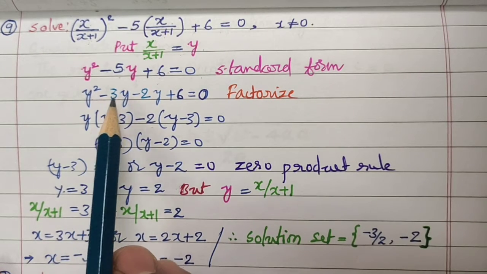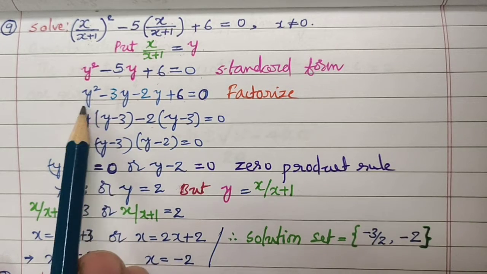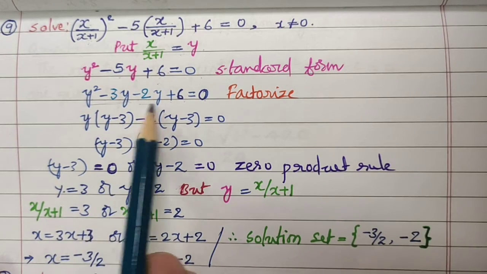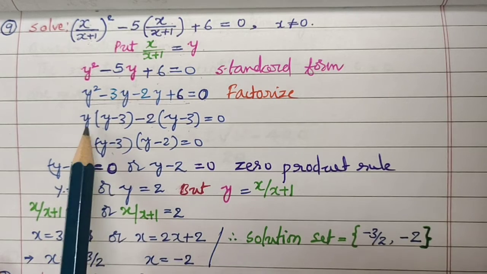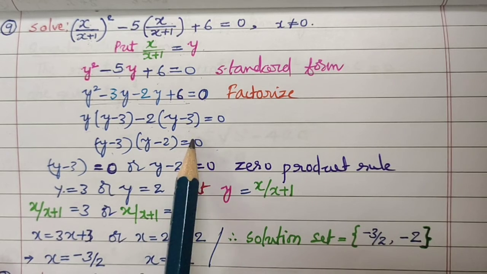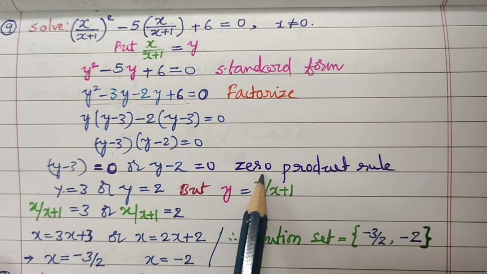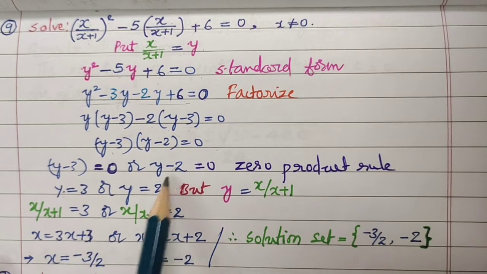y² − 3y − 2y + 6 = 0. We take out y from this, y(y − 3), take out −2 from this, −2(y − 3). Out of these two, y − 3 is common. We are left with y − 2 = 0. Equate this to 0 and this to 0 by using the zero product rule. After equating, we get y = 3 or y = 2.